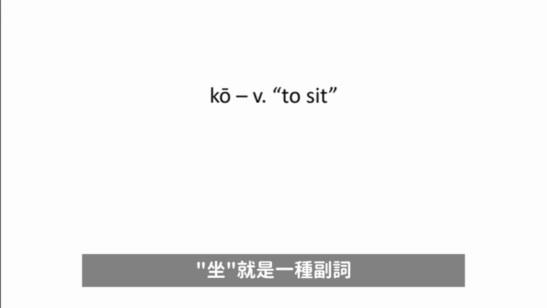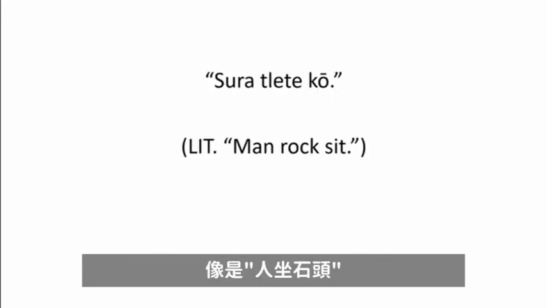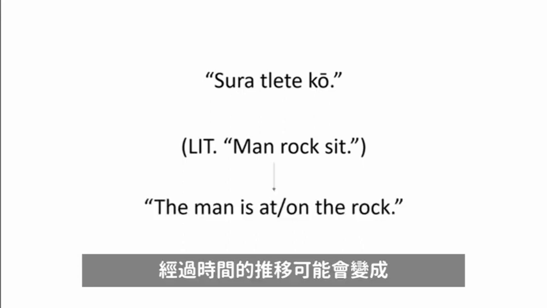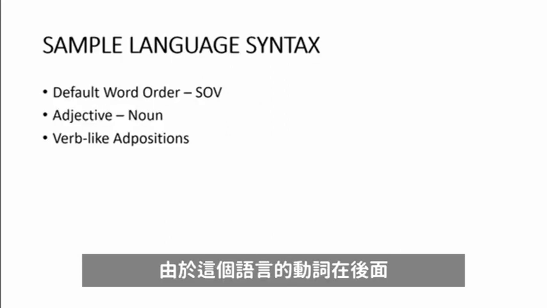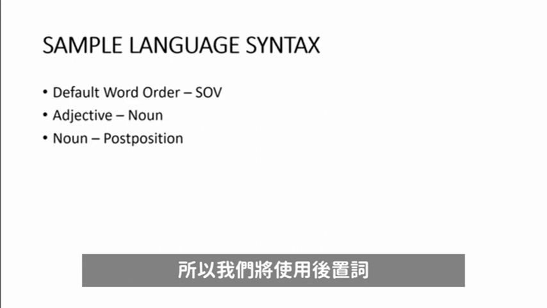So, a verb like to sit could be used to mean that a subject is stationary and located at or near the object. So a phrase like, "the man, the rock, sits," could over time take on the interpretation of, "the man is at or on the rock." And since in this language the verb always comes last, and our adpositions derive from verbs, this means our adpositions will follow the nouns that they modify. So we know that we're going to be working with postpositions.